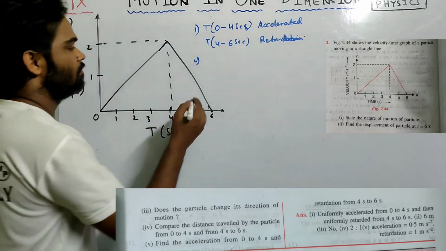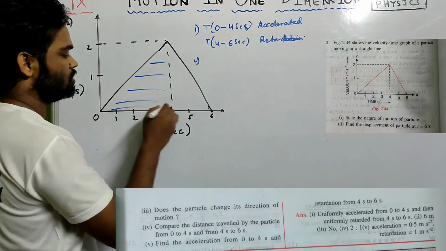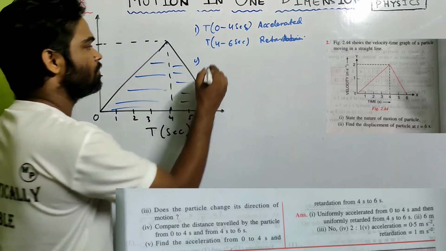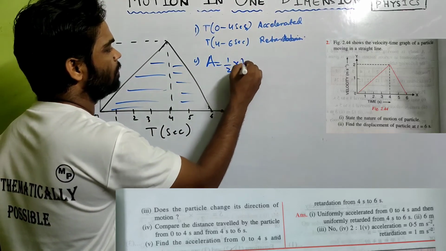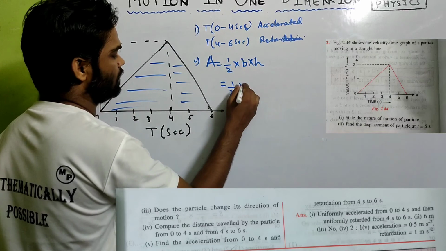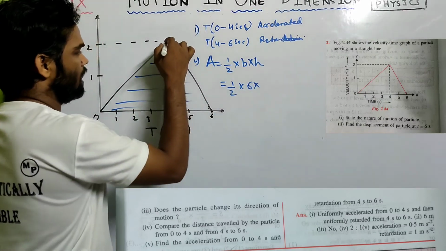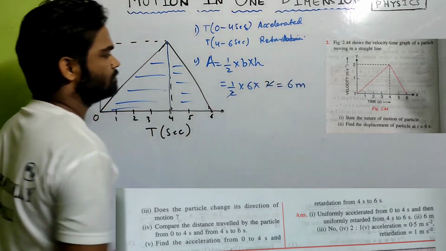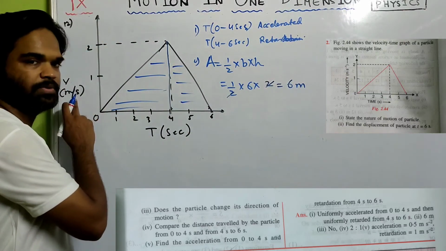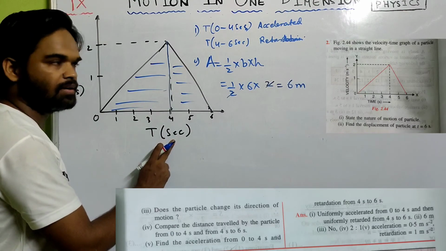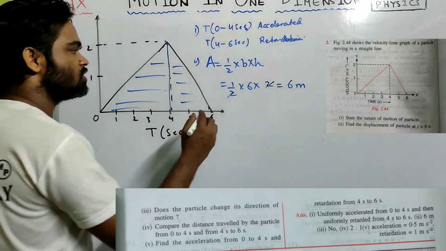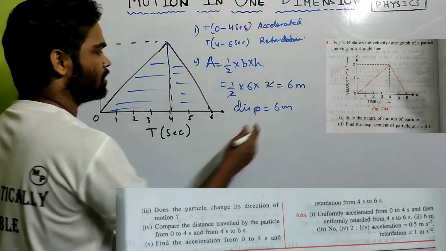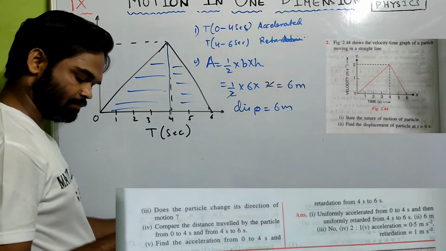Find the displacement of the particle at t equals 6 second. The displacement. Very easy. First part. From 0 to 4 or the entire, from 0 to 6. It's a triangle. Area will be what? Half into base into height. Half into base, which is 6, height is what? 2. That's 6 meter. Of course, time is in second. This is meter per second. So meter per second into second gives you 6 meter. That's your displacement. This is 6 meter. Positive because it is above the x-axis.